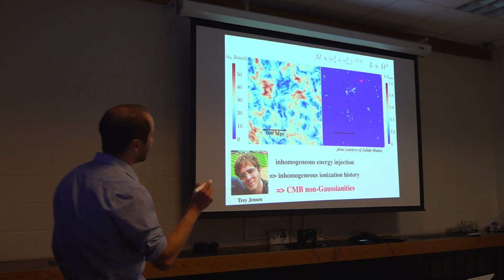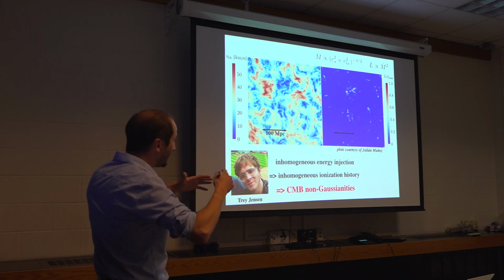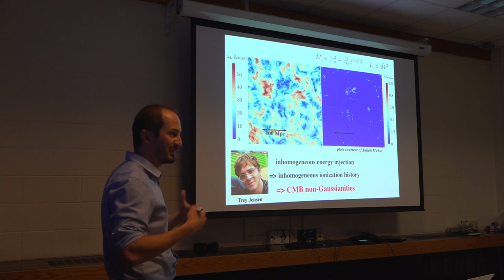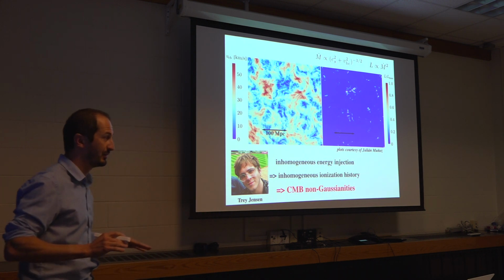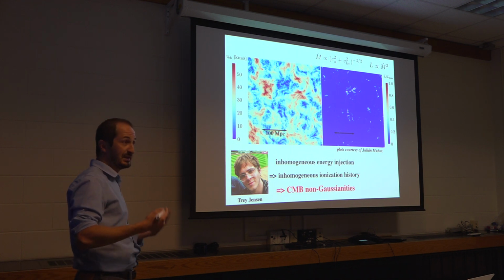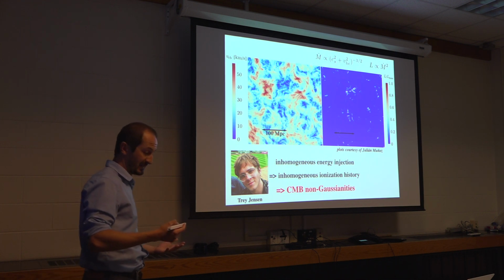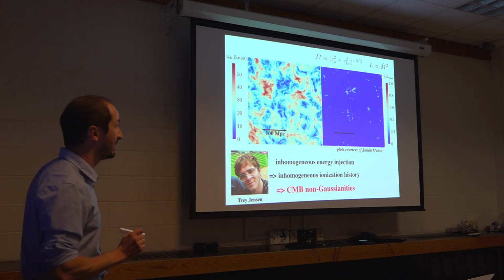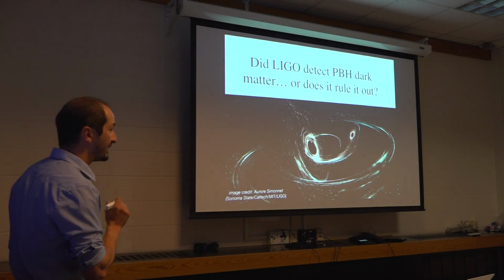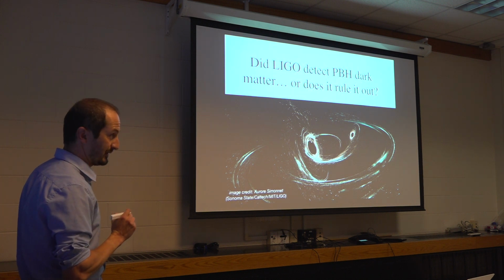This energy will be deposited within some finite distance of the injection. So in practice, this will lead to an inhomogeneous recombination history, and this will lead to CMB non-Gaussianities. And from simple estimates, I think this could give stronger limits than the power spectrum. In the last few minutes, I'll talk about gravitational waves.